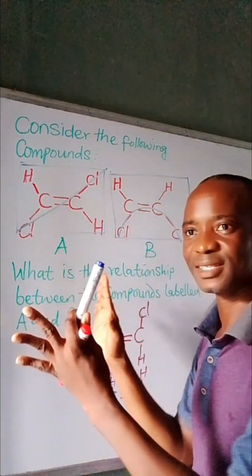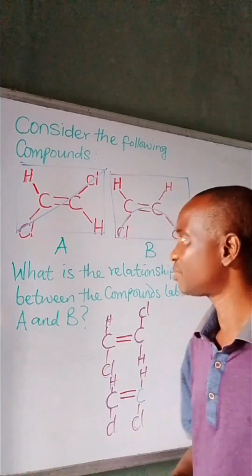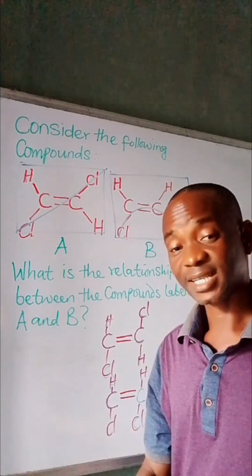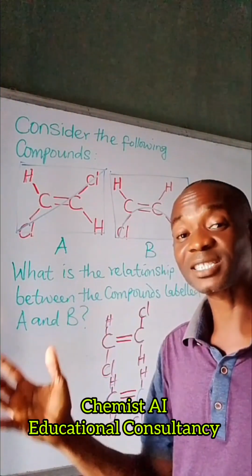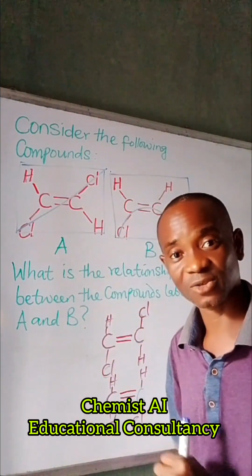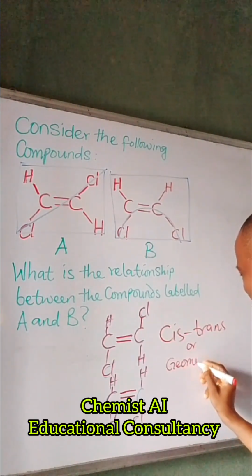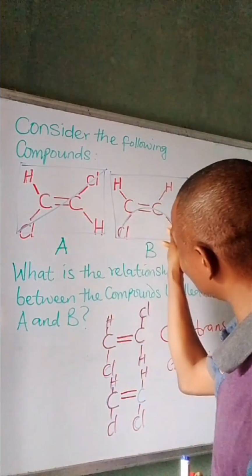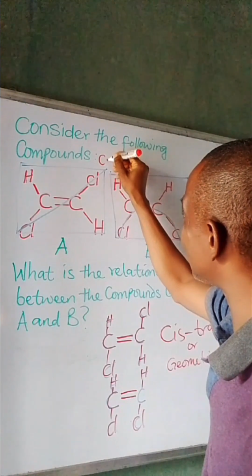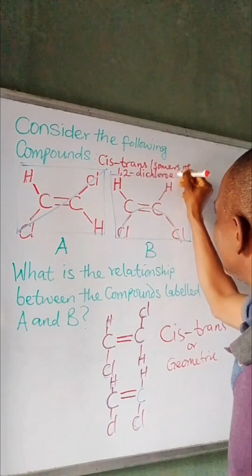So now, because of this, chemists call the relationship Cis-Trans isomerism, because these two things are isomers. Iso because they have the same molecular formula, the same structural formula, but different spatial arrangement of atoms, especially chlorine atoms. So chemists named this kind of isomerism Cis-Trans isomerism or geometric isomerism. Therefore, the relationship between these two compounds of 1,2-dichloroethene is that they are cis-trans isomers of 1,2-dichloroethene. You get it now?